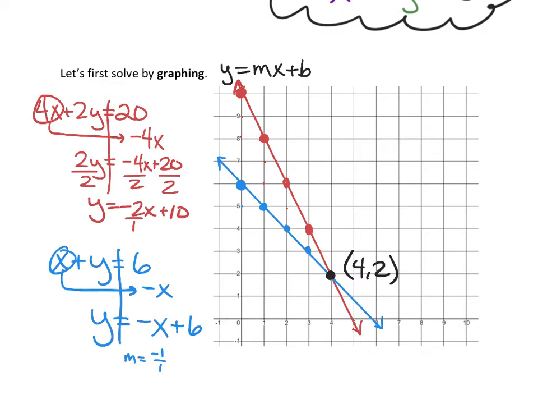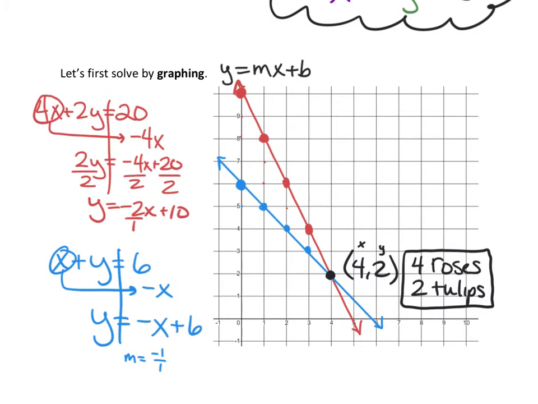But since we're doing a real world problem, we need to answer back in real world. Since we said that X was the roses and Y was the tulips, what we know and what we can tell Sumaya and Travis is that they need to buy 4 roses and 2 tulip plants. That's what we know in real life. That's the solution here. 4, 2, which means 4 roses and 2 tulip plants.